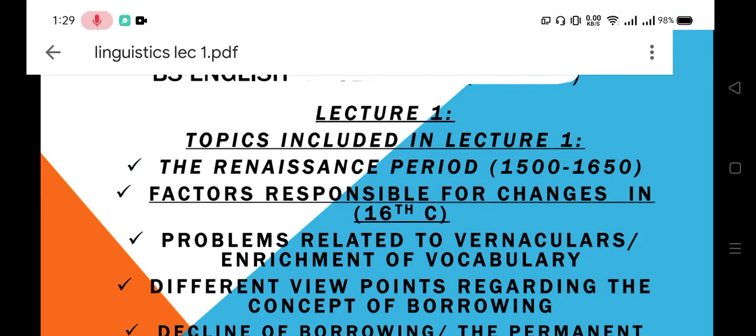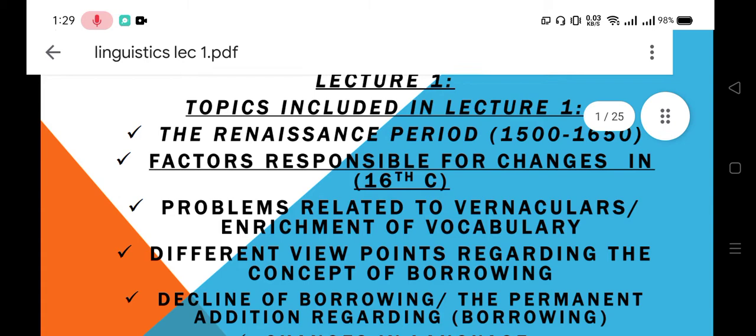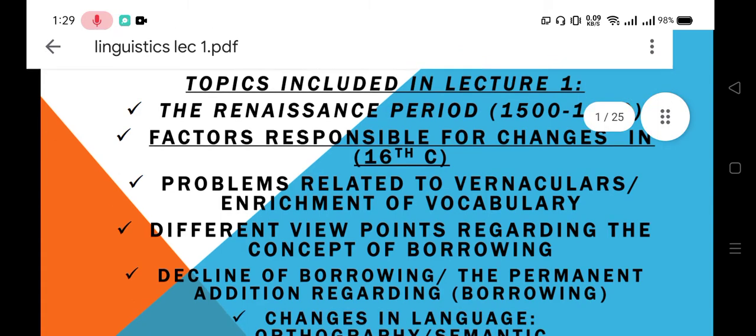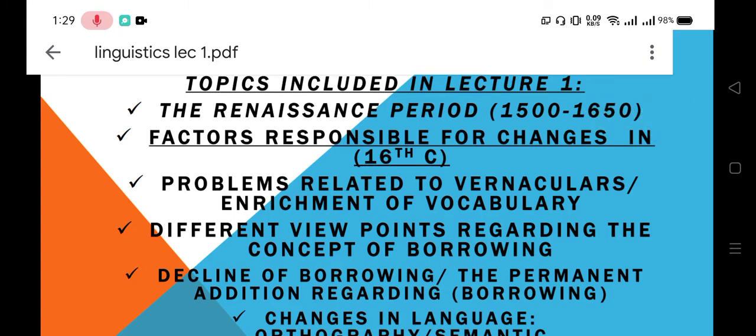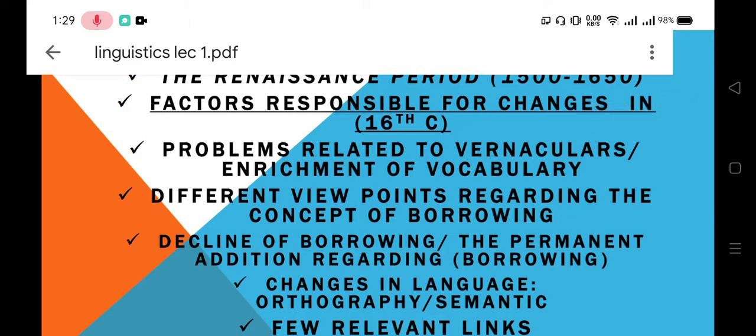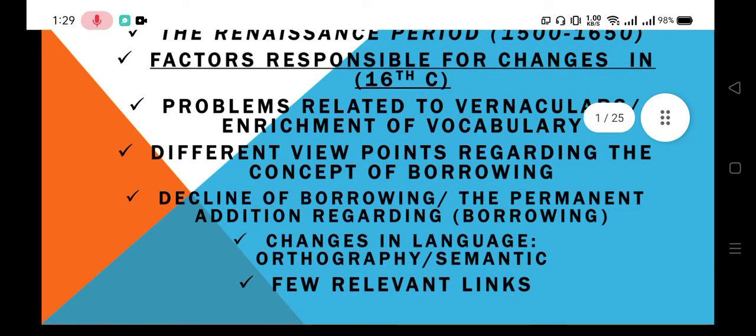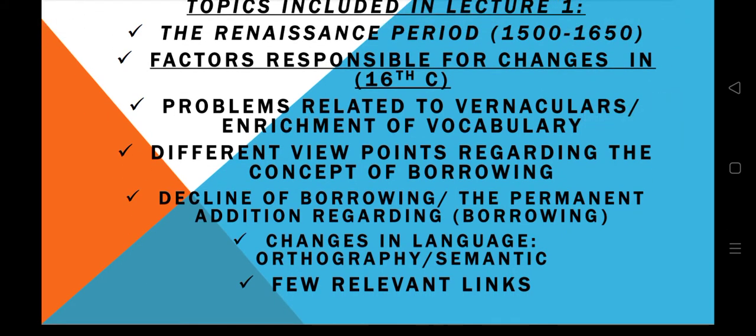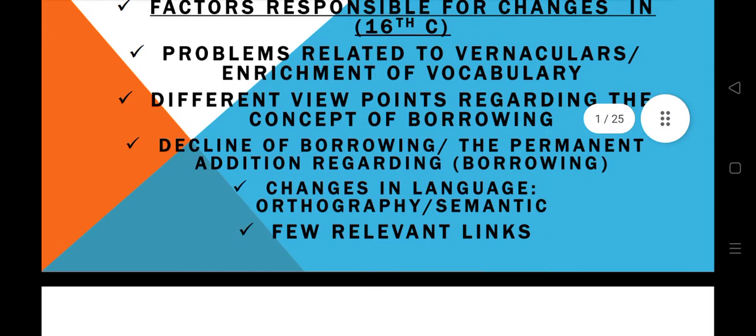In this video I'm going to discuss changes in language in the 16th century. So we'll discuss change in language with respect to the Renaissance period, which is in the 16th century, and we'll discuss factors responsible for changes and problems related to vernaculars, enrichment of vocabulary, different points of view regarding the concept of borrowing, declining in borrowing, and then changes in language, orthography, semantics as well.